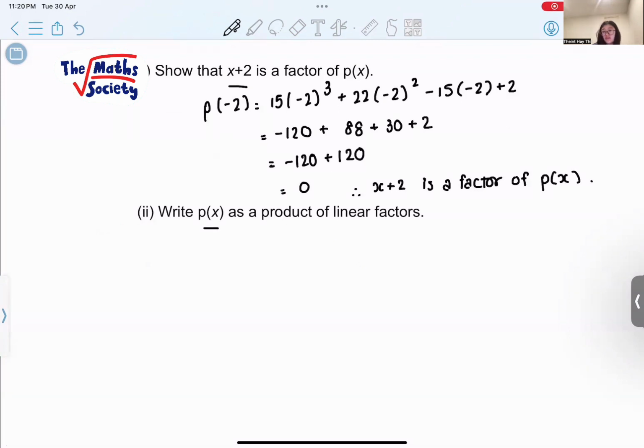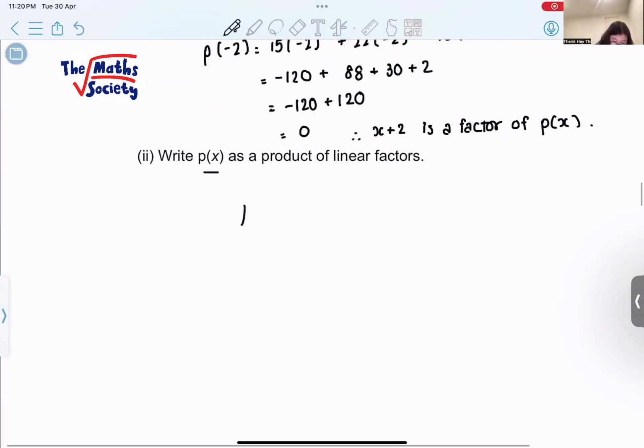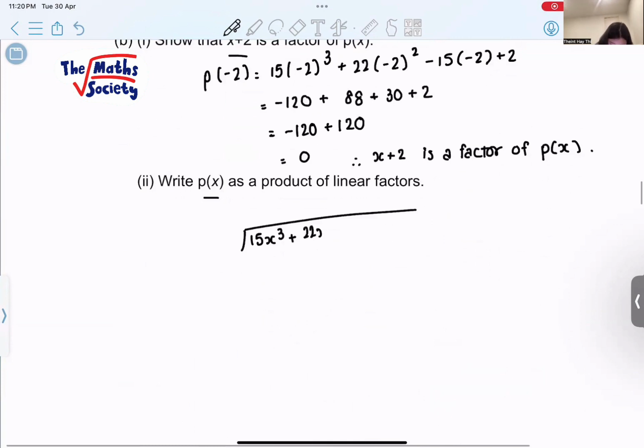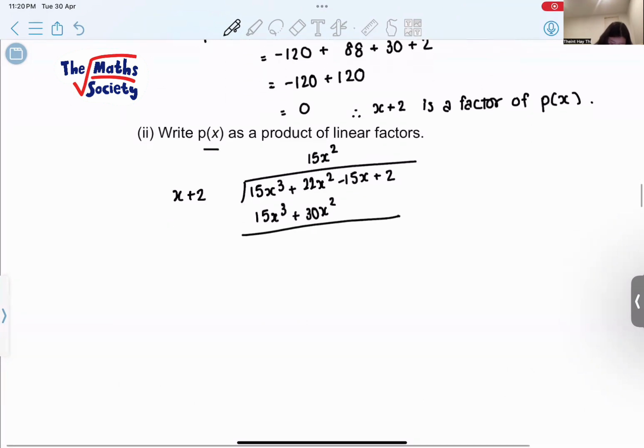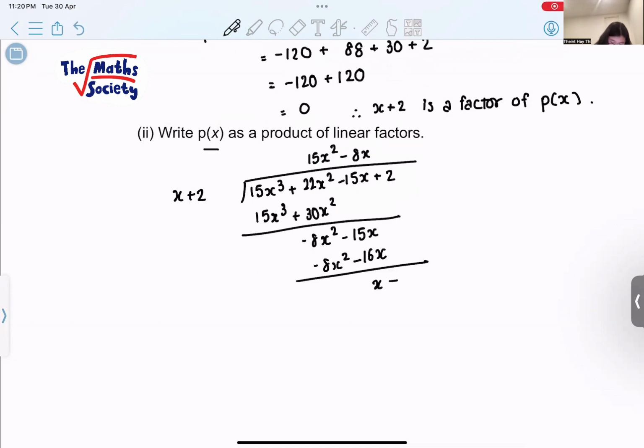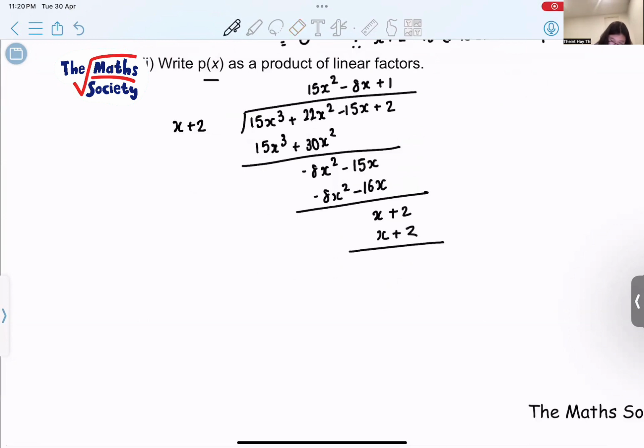And then you have to write p of x as a product of linear factors, which we just need to do the long division. So p of x, which is 15x cubed plus 22x squared minus 15x plus 2. And then you have x plus 2. It's going to be like 15x squared, yeah? 30x squared. And we'll have minus 8x squared, minus 16x, which you get x plus 2. You get x plus 2. And 0. So therefore, p of x is equal to x plus 2 and then 15x squared plus 8x plus 1.